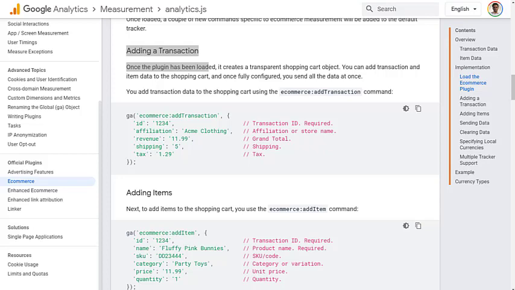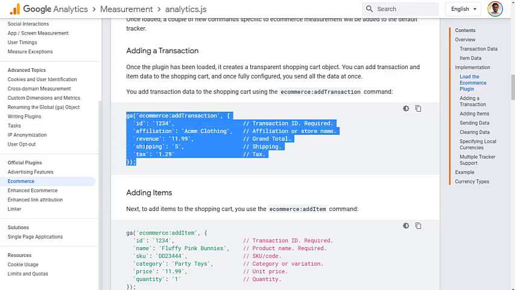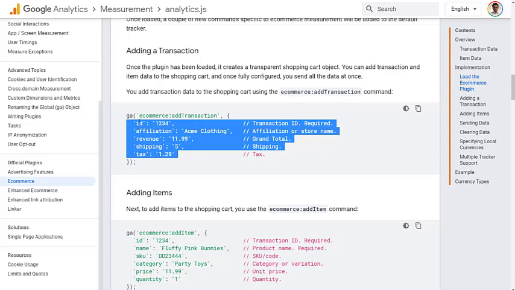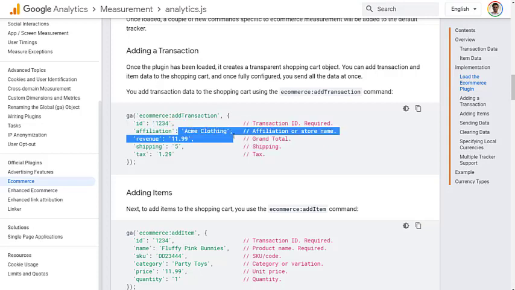If it is a transaction, that means the thank you page, order confirmation.html. On that page, this kind of code must be executed. What this code is telling me is that it's an e-commerce transaction, and it's an add transaction command. This command tells Google Analytics to add this as a transaction, and these are the transaction details. Transaction ID is 1234, affiliation is Acme Clothing, the revenue I generated is 11.99, shipping was 5, and the tax that the user has paid is $1.29.